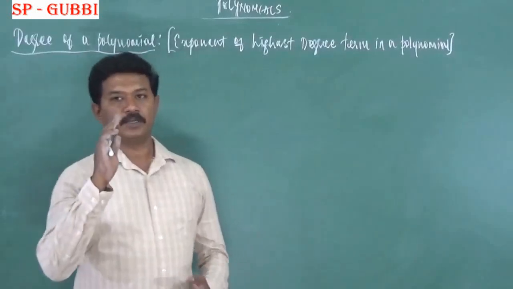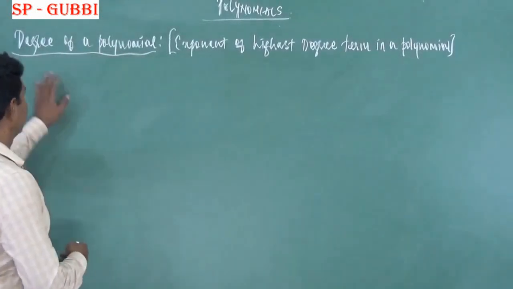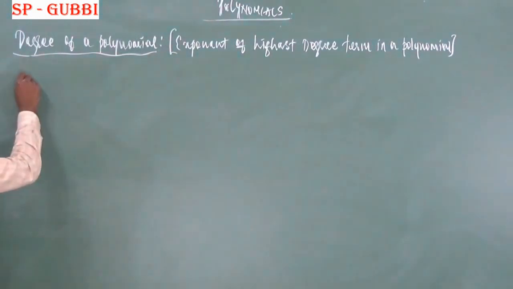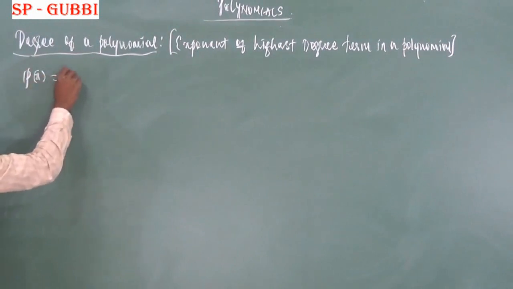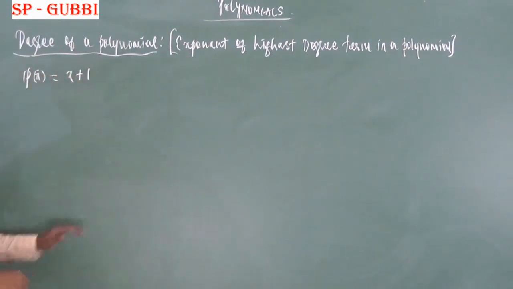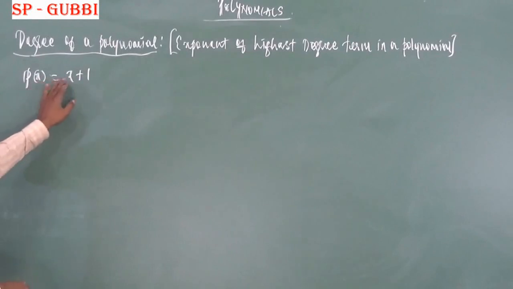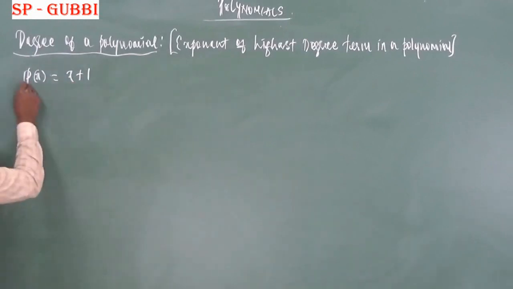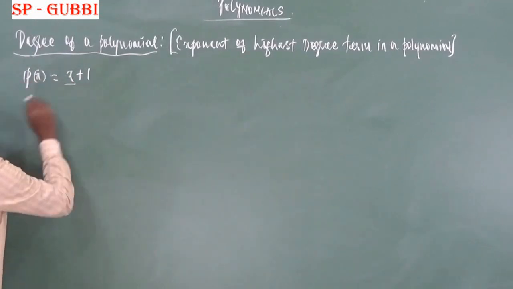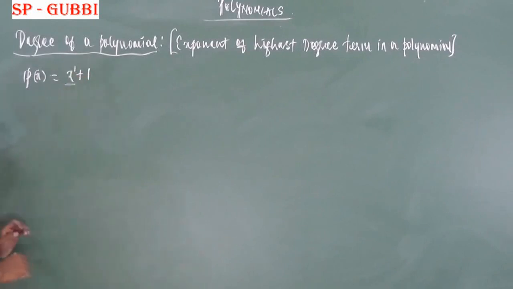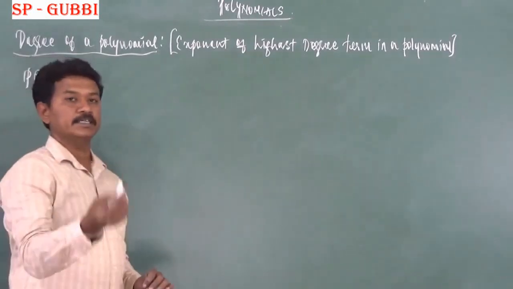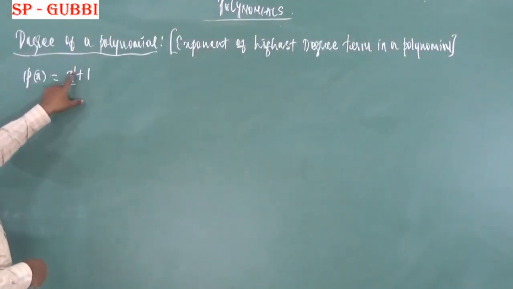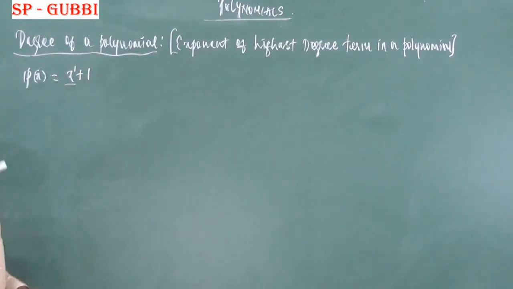Now we will go with the next very important topic on polynomials, that is called degree of a polynomial. For example, I have a polynomial p of x is equal to x plus 1. So in this polynomial p of x, x is the variable and for the degree, you have to look at the variable x and see the power of it. The highest power of the variable involved here is x to the power 1. So therefore the degree of this polynomial is 1.